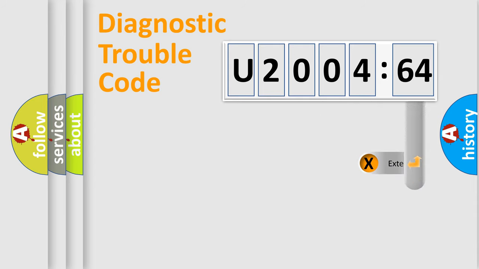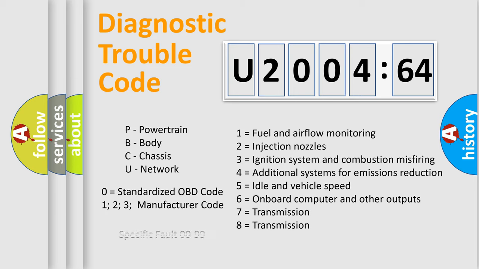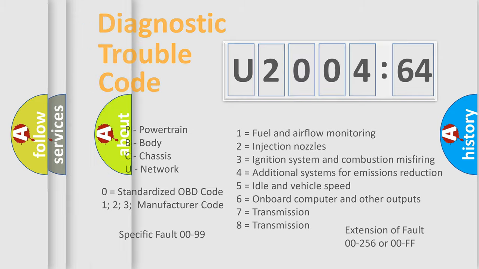The add-on to the error code serves to specify the status in more detail. For example, a short to the ground. Let's not forget that such a division is valid only if the other character code is expressed by the number zero.